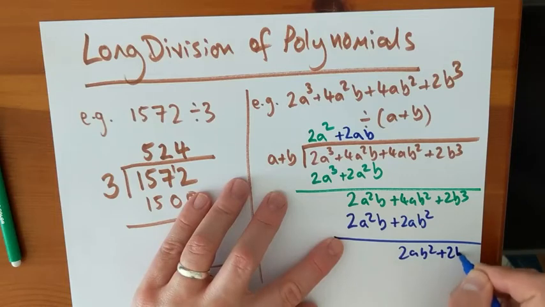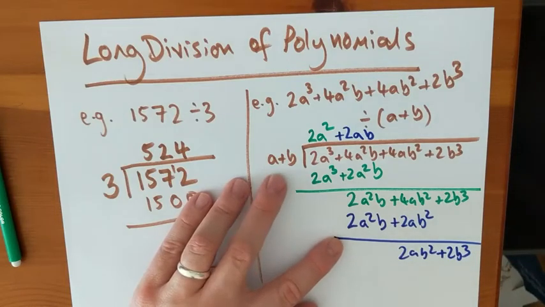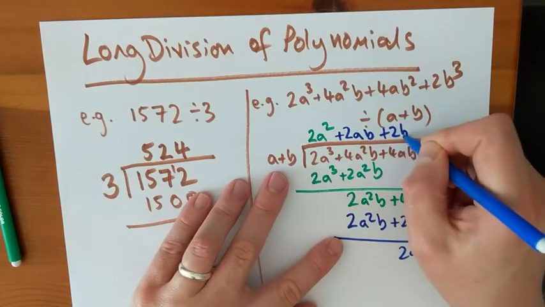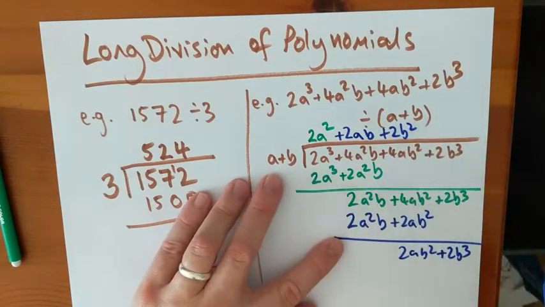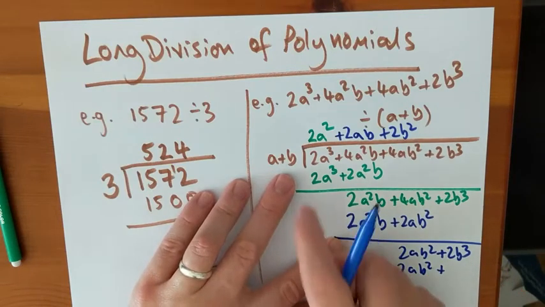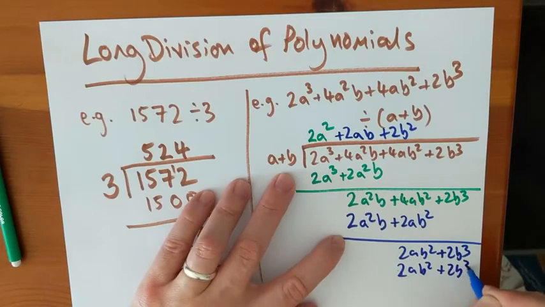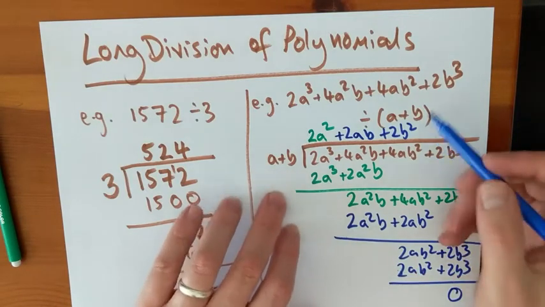I still have that 2b cubed to go. Hopefully that will disappear now. This, to make it look like this, I have to multiply this by 2b squared. 2b squared times this gives me 2ab squared, plus that times the b gives me 2b cubed. Excellent. So that subtract away gives me nothing. And I'm left with my quotient, my answer.